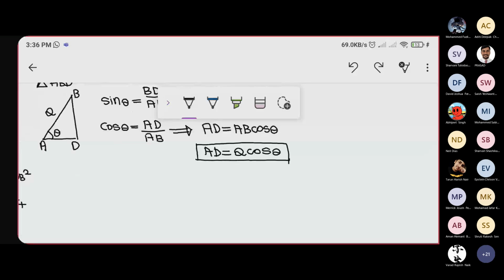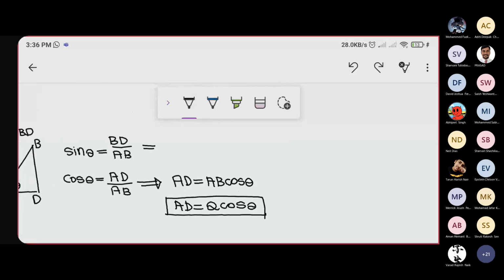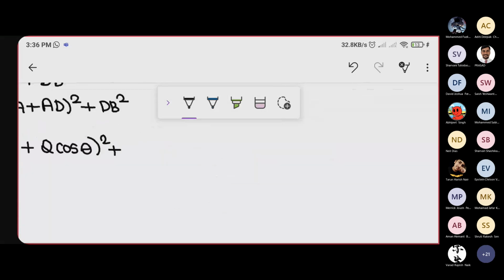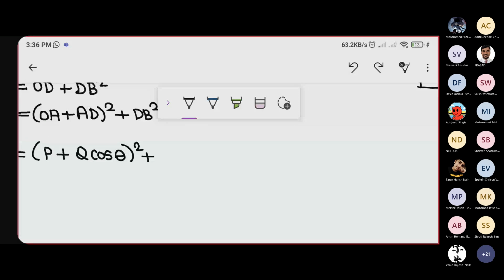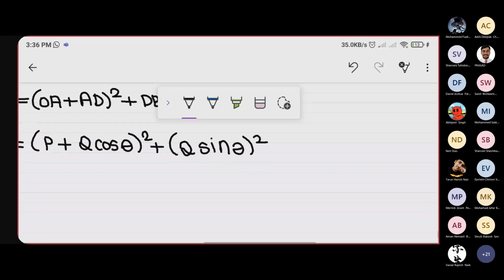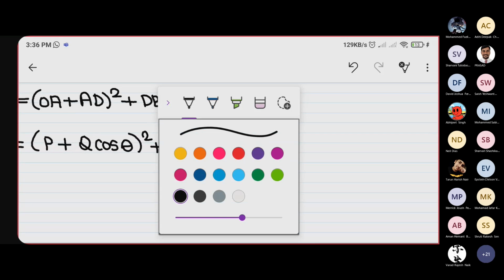So what is BD here? BD is equal to AB sin theta. And again, what is AB? AB is nothing but Q. So Q sin theta, right? So replace that in the equation. What is DB or BD? Q sin theta bracket square. Now what will we do? Which formula is this?